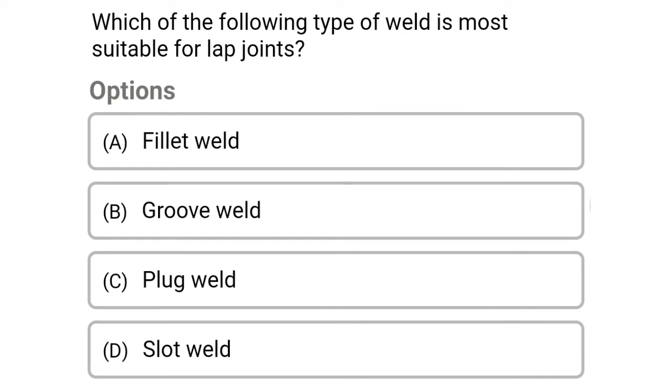So next question, which of the following type of the weld is most suitable for lap joints? Option A fillet weld, option B groove weld, option C plug weld, option D slot weld. The correct answer is option A fillet weld.